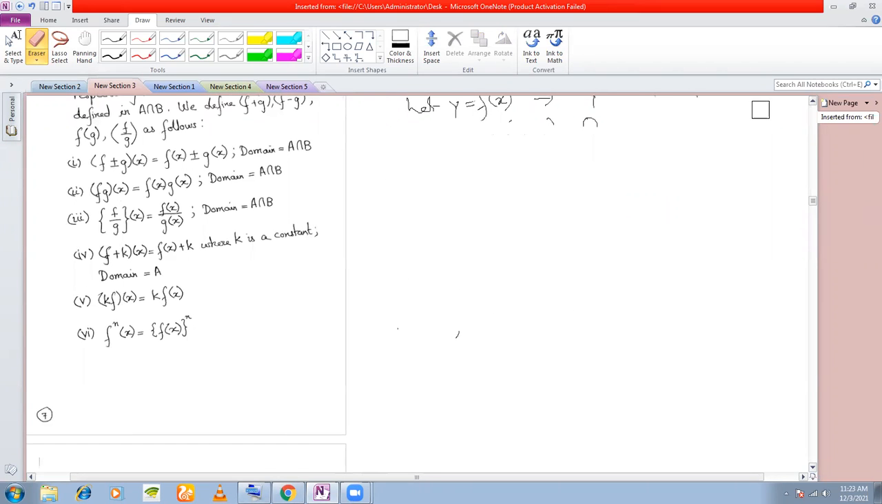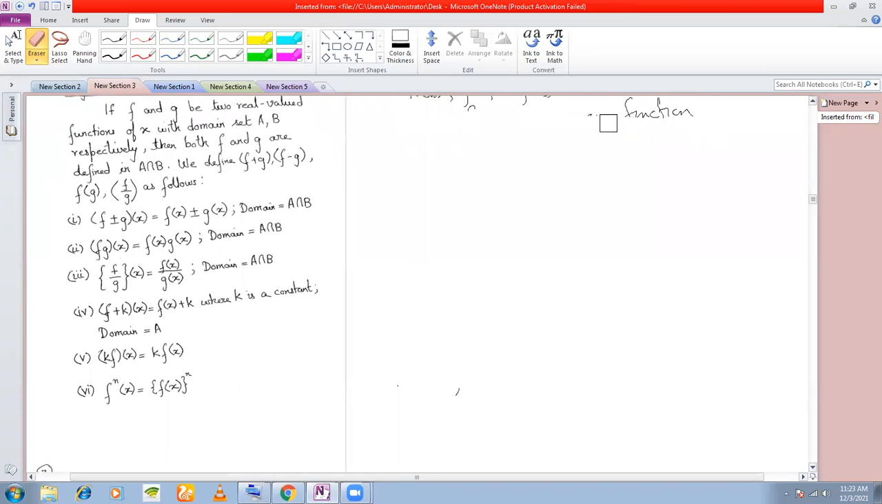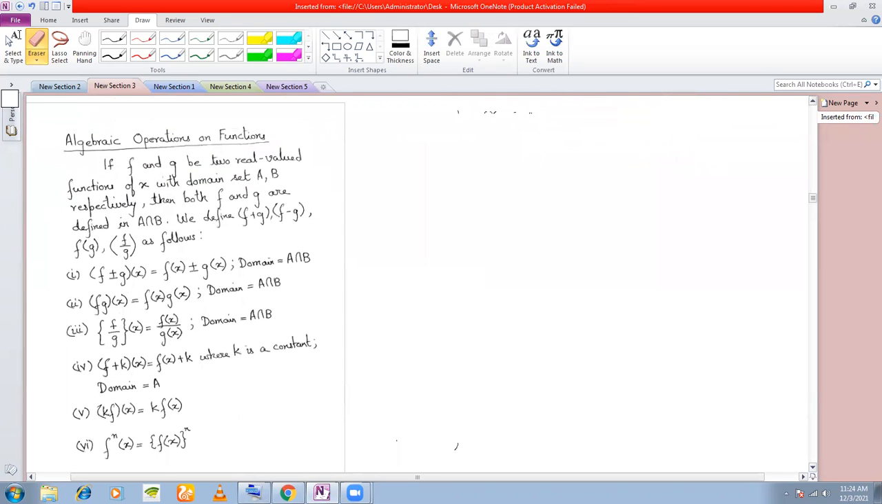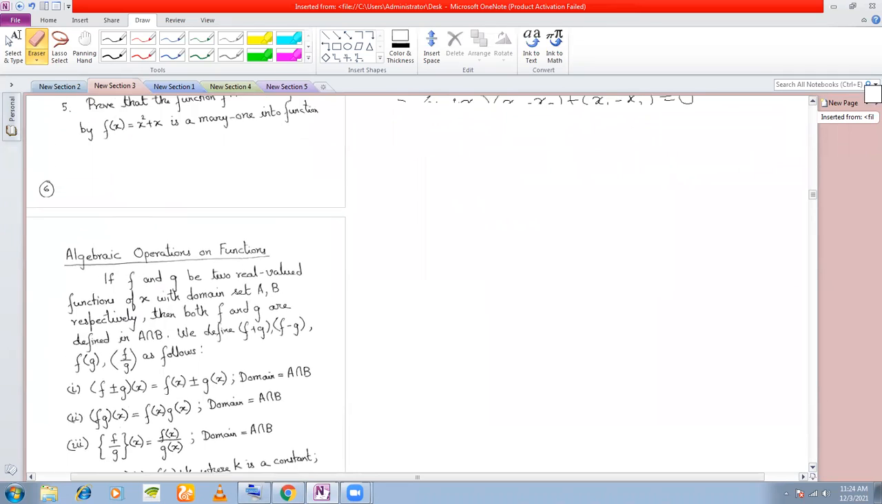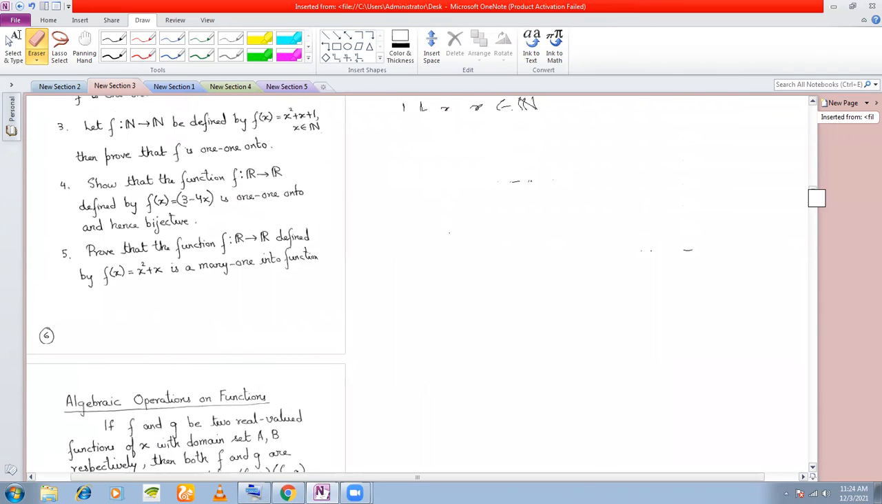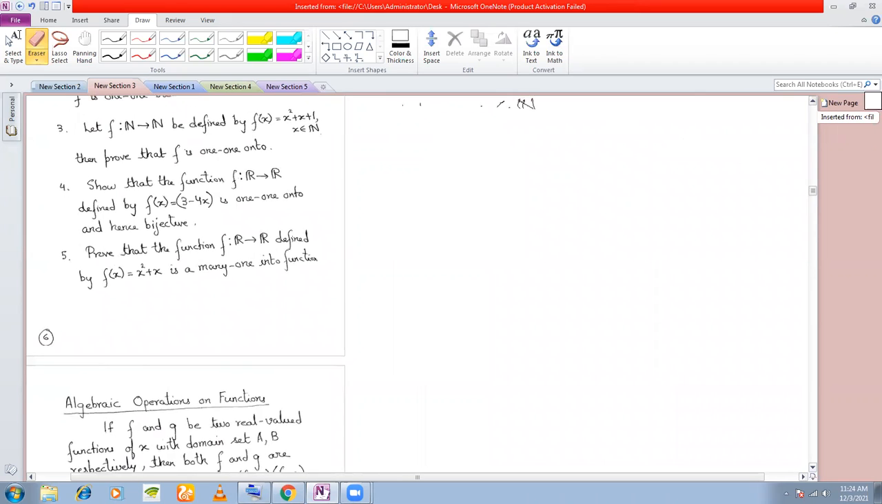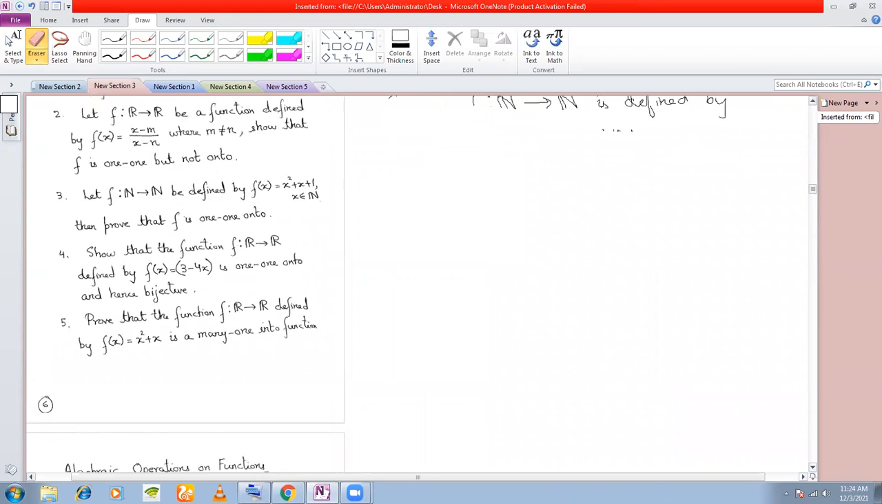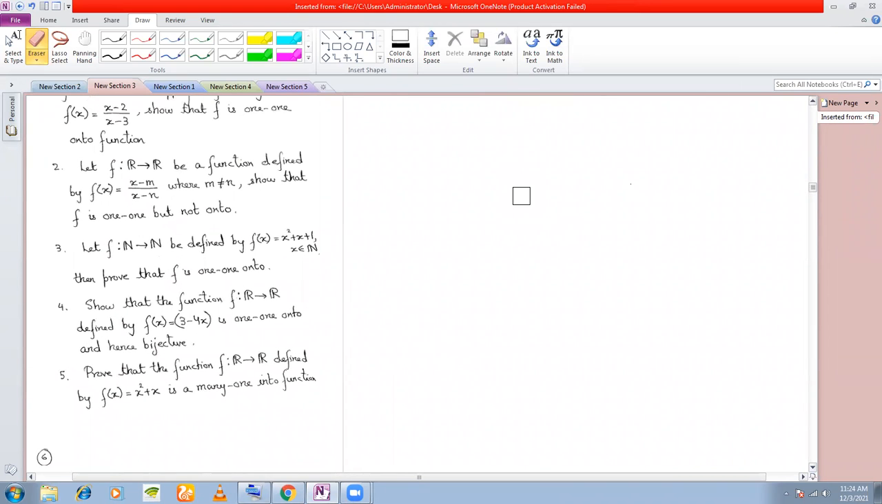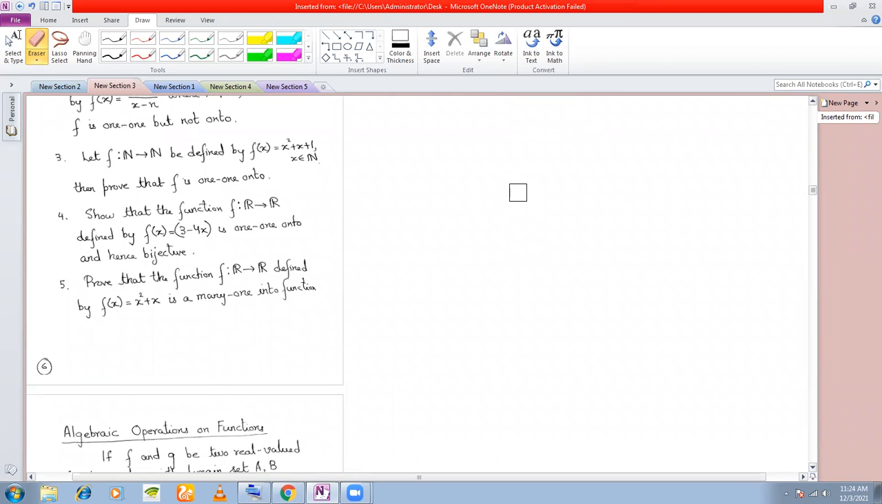All these are part of pure maths. You might find it a little boring, but these are actually very interesting if you understand. These are not very application based. These are purely theoretical. Okay, that is why they are parts of pure maths. Number 4.